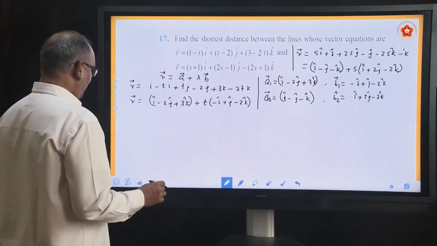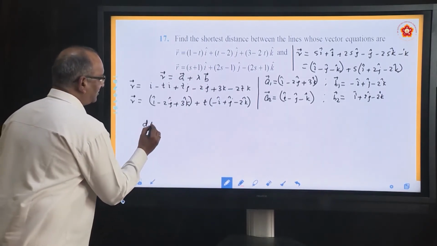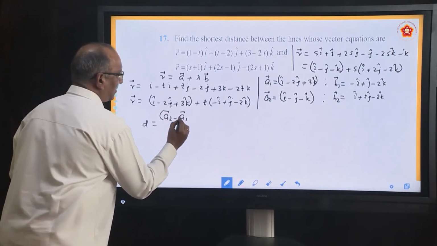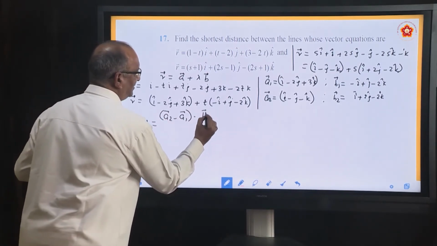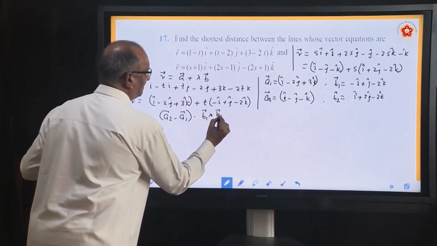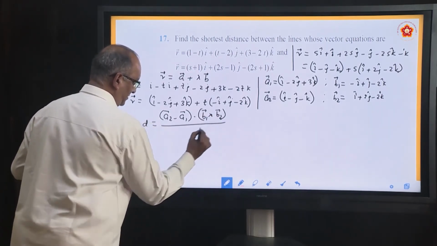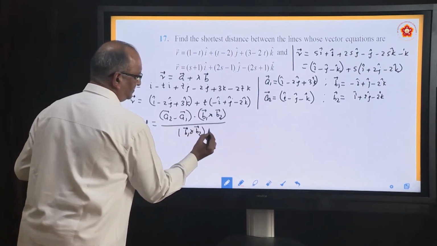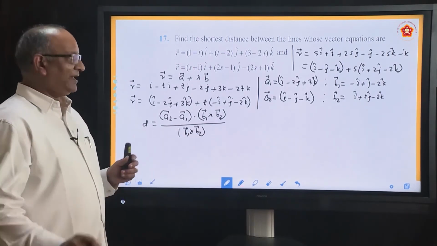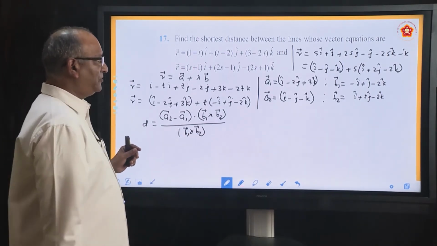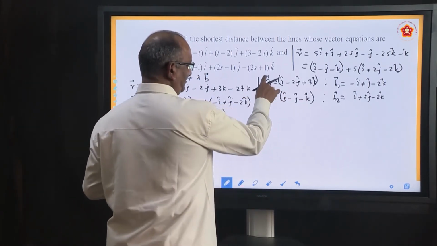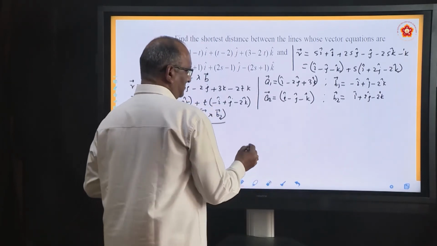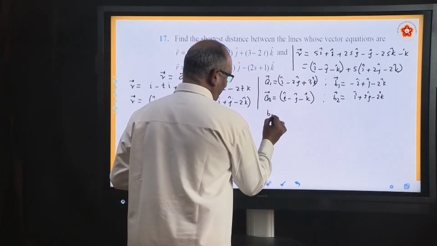So we got A1, A2, B1, B2. Write the formula. What was the formula? D equals (A2 minus A1) dot (B1 cross B2), divided by modulus of B1 cross B2. So solve in the same manner as we have done earlier. First we found out A2 minus A1. Simply subtract. That is not a big deal. We require B1 cross B2, so first find out what is B1 cross B2.